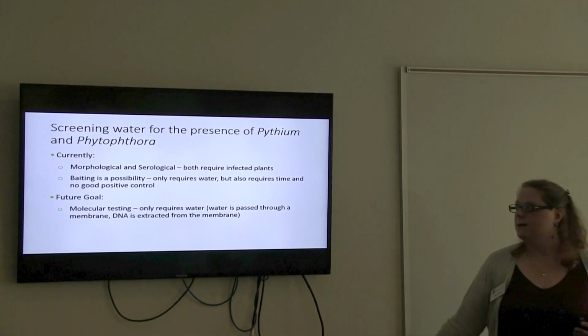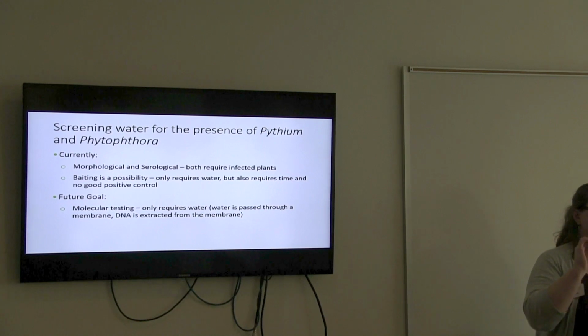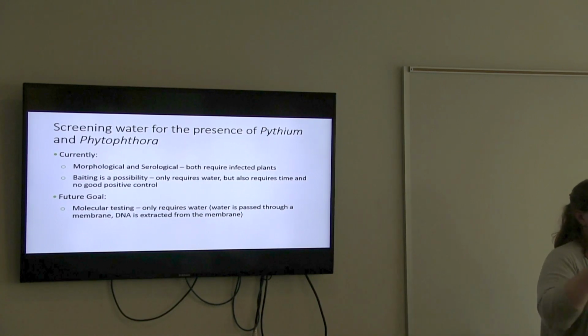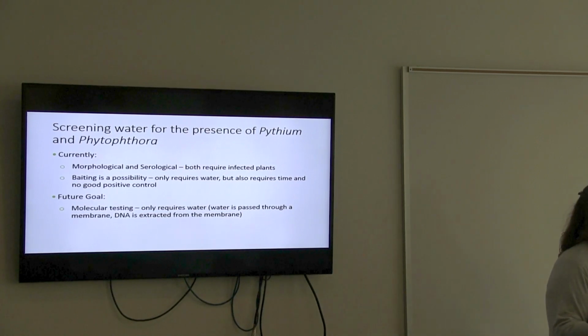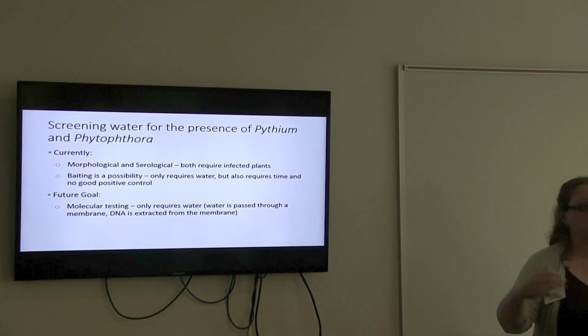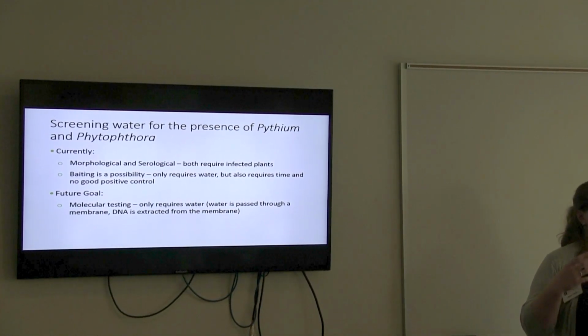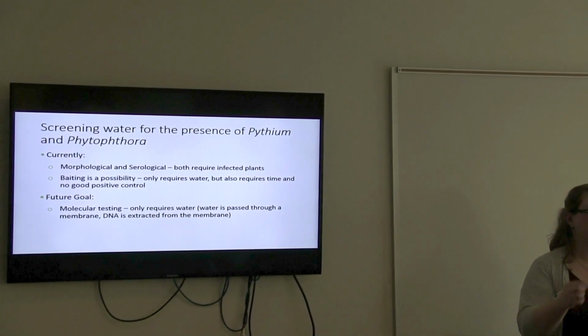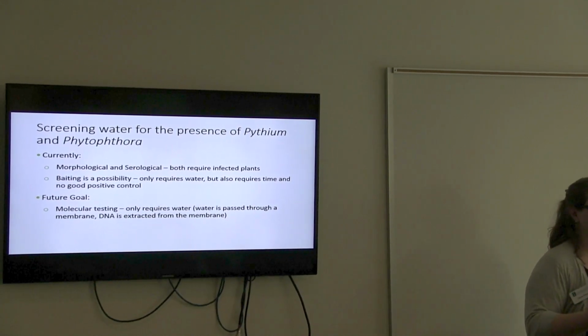Baiting is a possibility. This is where we would receive water and then we use autoclaved, usually leaf discs, and we put that sterile plant tissue in the water. As I mentioned before, zoospores are able to target, so they can swim to plant exudate or a source of plant exudate. Then after 10, 20 days, we check and see, is there any infection occurring on that leaf disc? It's really cool when it works.